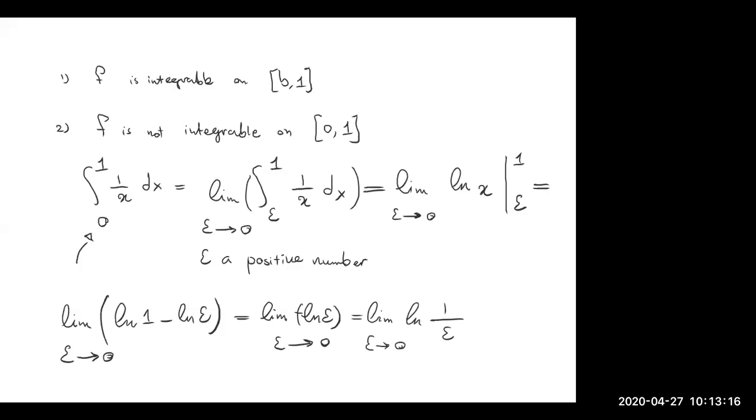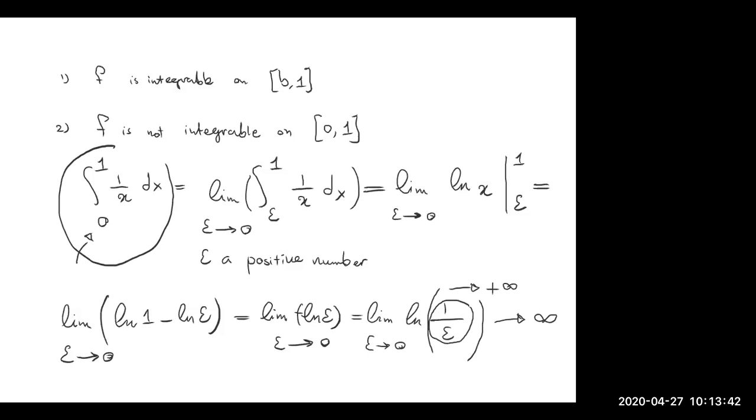When epsilon goes to 0 and it's a positive number, 1 over epsilon goes to plus infinity. And when 1 over epsilon goes to plus infinity, its ln also goes to plus infinity. So if we take the limit, it diverges. It goes to infinity. Therefore, this integral here diverges.